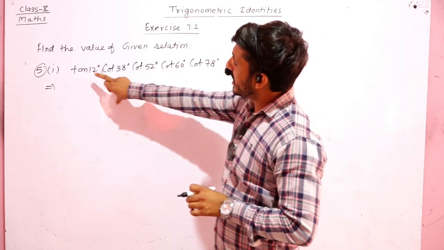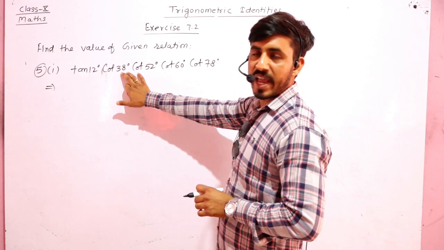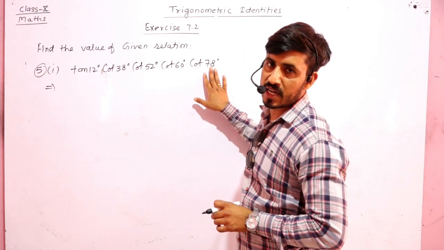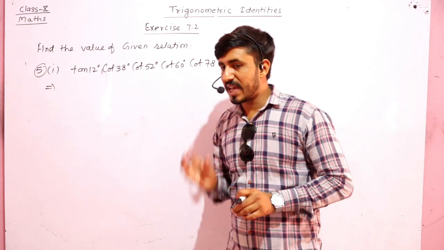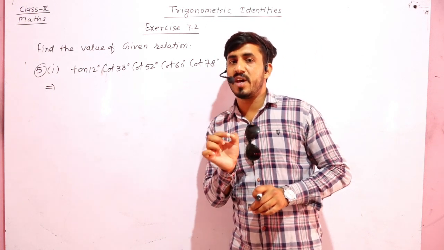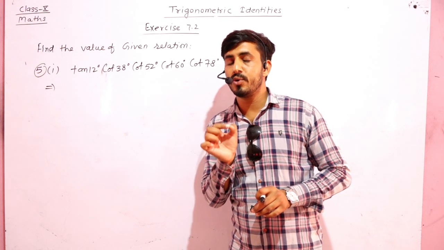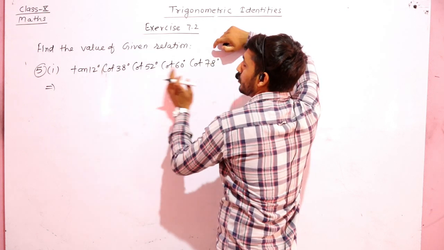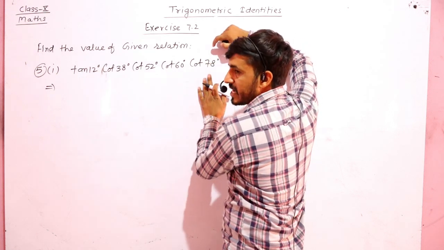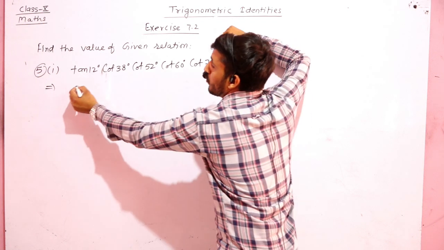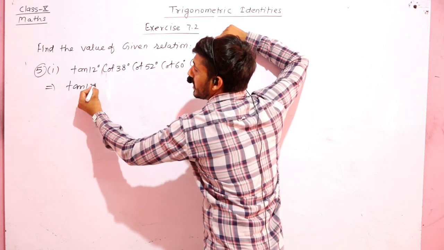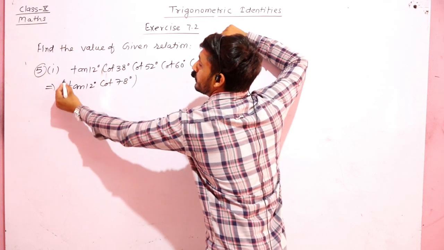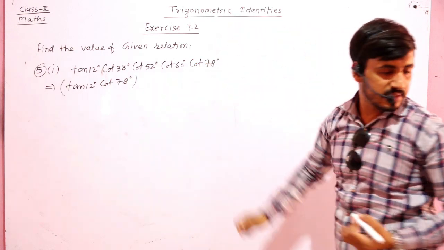As you can see, here the angle is 12 degree, and here the angle is 38 degree, here is 52 degree, here is 60, and here is 78. So we are taking two angles together. The addition of two angles will be 90 degree. So you can see here, if we add 12 degree plus 78 degree, that is equal to 90 degree. So we are taking tan 12 degree and cot 78 degree together.